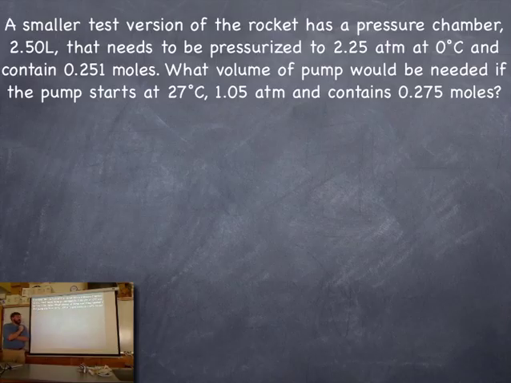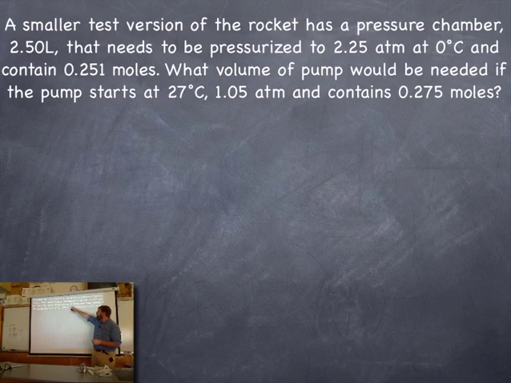Here is a smaller test rocket that we're using. It has a pressure chamber that holds 2.5 liters. Needs to be pressurized to 2.25 atmospheres at 0 degrees Celsius. And we need it to contain 2.51 moles to get enough force, enough propellant to launch our rocket. What volume would our pump need to be if the pump starts at 27 degrees, 1.05 atmospheres, and contains 2.75 moles?